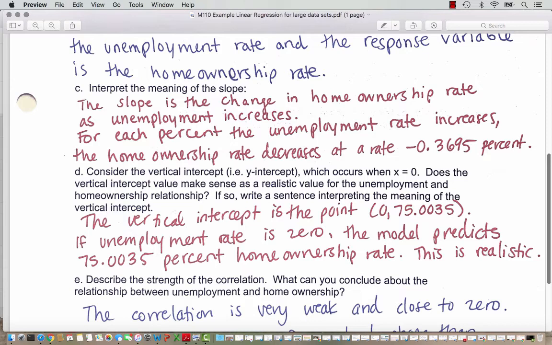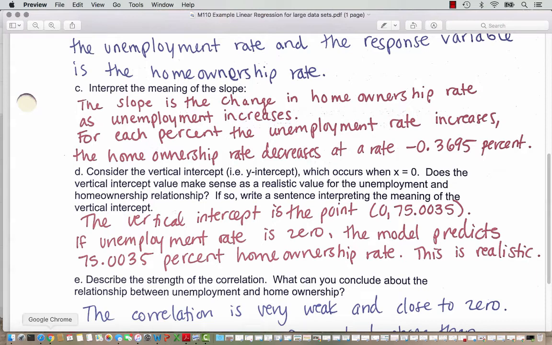a 75.0035% ownership rate. And so I think this is realistic because in an ideal situation, you might have 0 or close to 0 unemployment rate, and a 75% home ownership rate does seem like a realistic rate for a state with a good economy where everyone's at work. You might make an argument that we never have 0 homeowners or 0 unemployment. But I'm thinking we could be potentially close to 0 in some great, strong economy, or maybe there's a county where everyone works for some industry, and so they have a high home ownership rate.